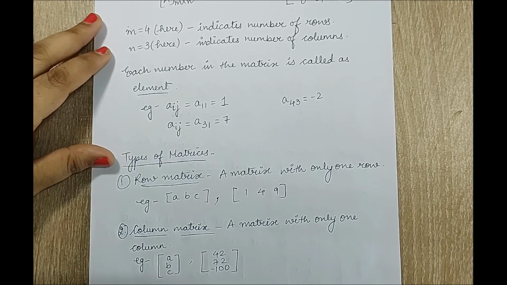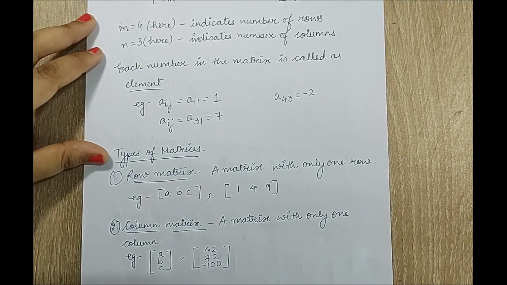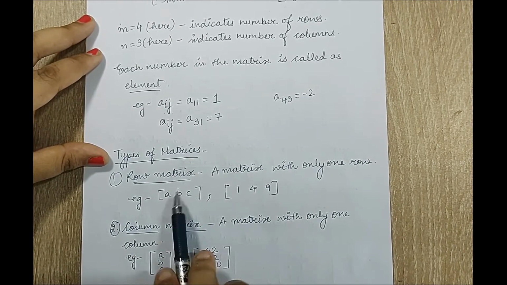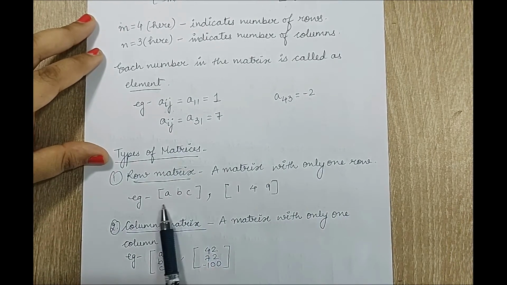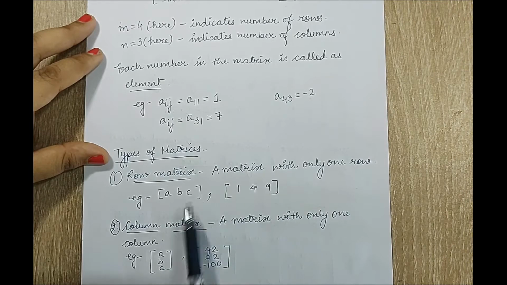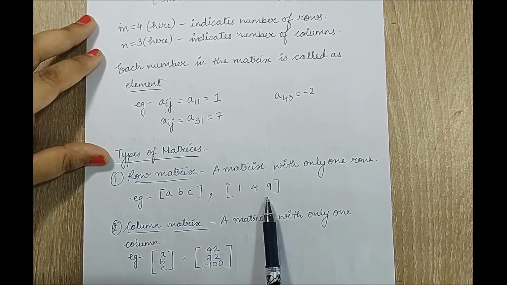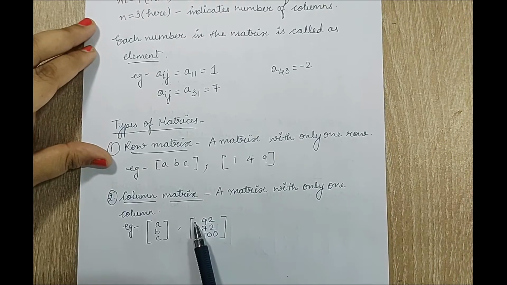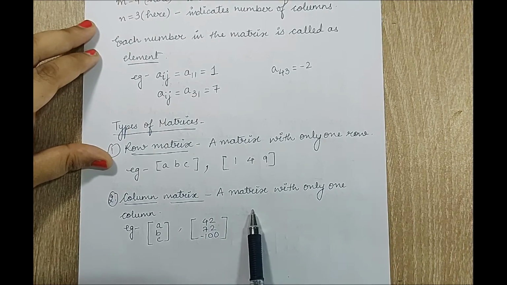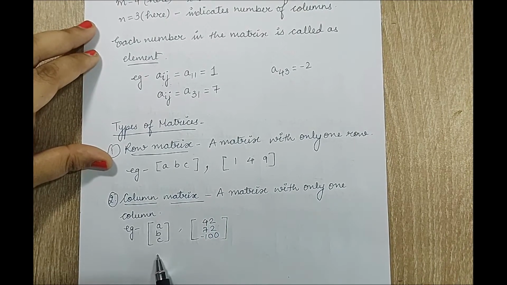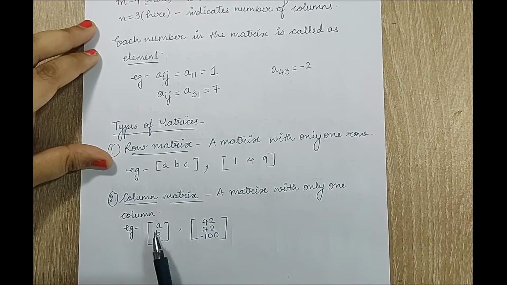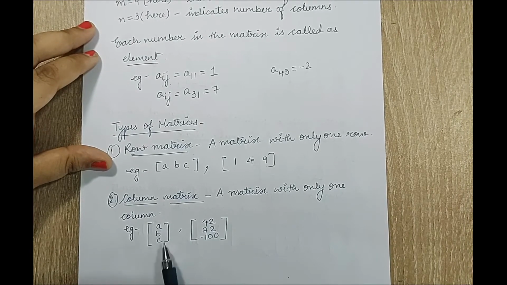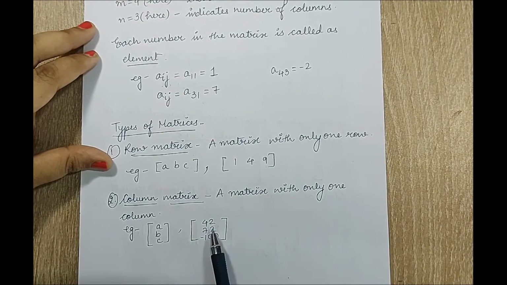Next, let's talk about some types of matrices. The first one is called a row matrix. A row matrix means there is only one row. Like you can see a, b, c. These are the 3 elements. There is only one row. Or I can take 1, 4, 9. This is another example. Next is the column matrix. A matrix which has only one column is called a column matrix. Like you can see here a, b, c. These are the 3 elements held in a single column. So it is called a column matrix. Here also you can see there are 3 elements.